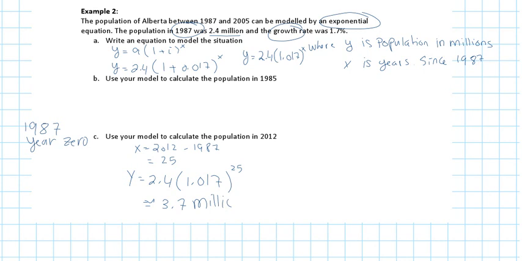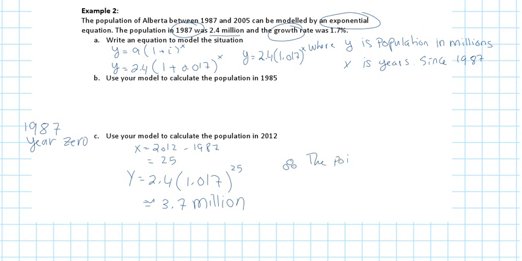Right? It's not 3.7 people. It's 3.7 million. Okay, so make sure that you include a therefore statement when you are writing a word problem. Therefore, the population in 2012 will be, or was, or we are in 2019 now. I need to update these questions. They're that old.